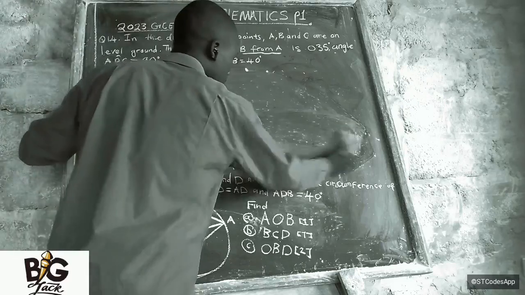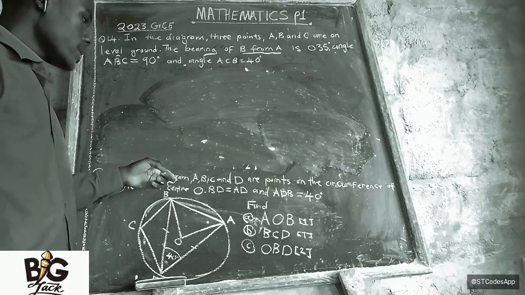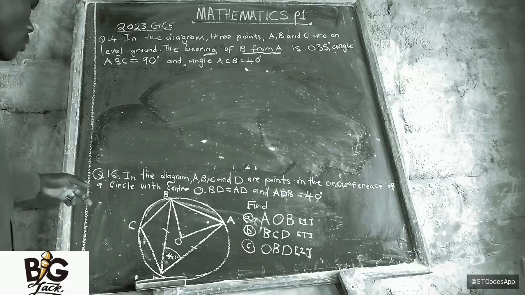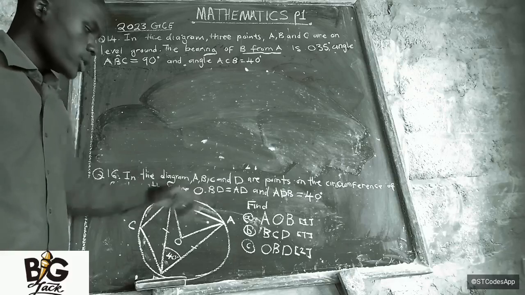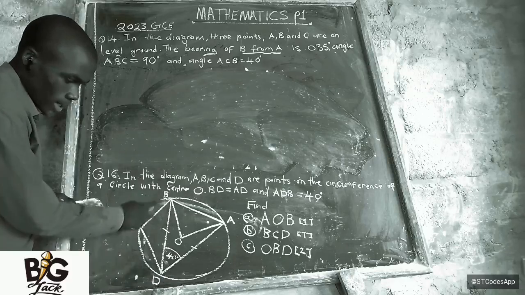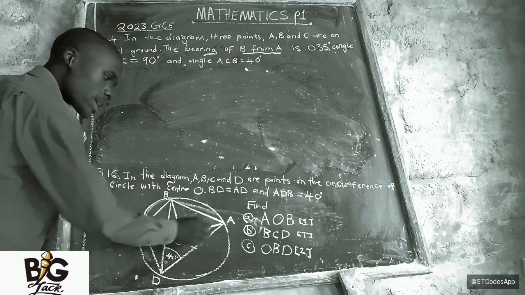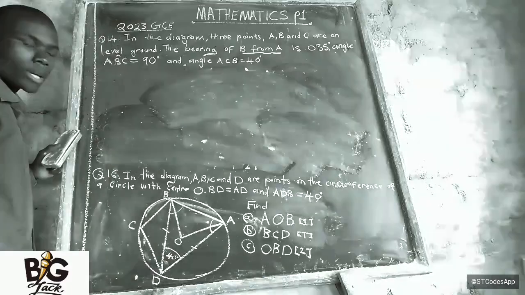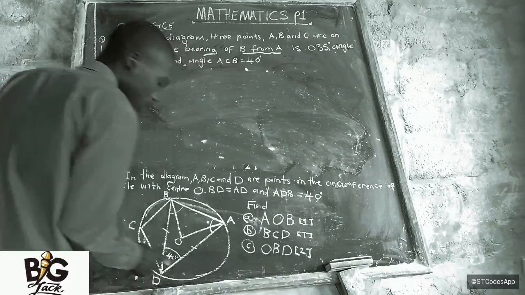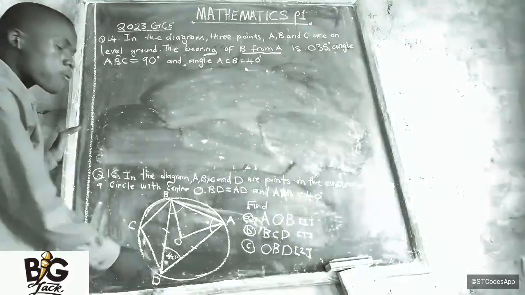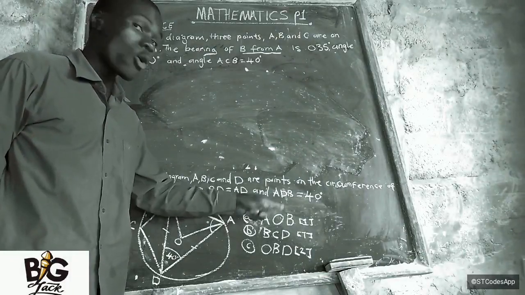Okay. Then apart from that one, we also have question 16. So question 16 is saying in the diagram, A, B, C, and D are points on the circumference of a circle with center O. BD is equal to AD, which means the line BD, this line here, is equal to AD, which means the angle here is equal to this angle here. And ADB is equal to 40 degrees. Okay.